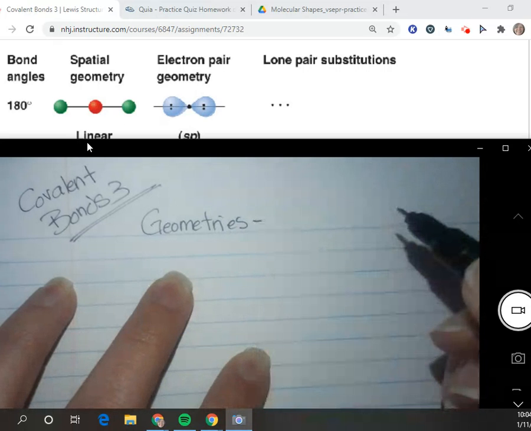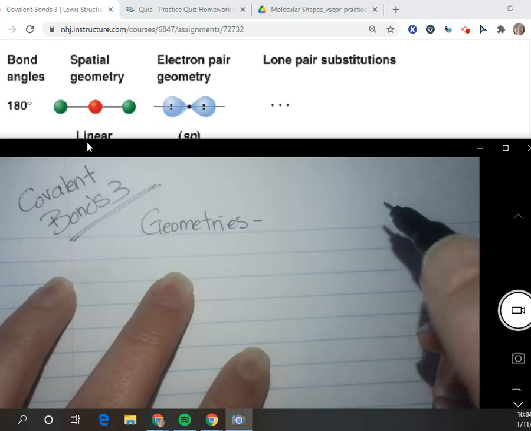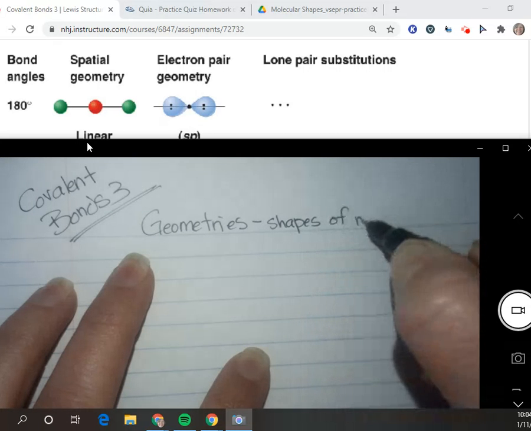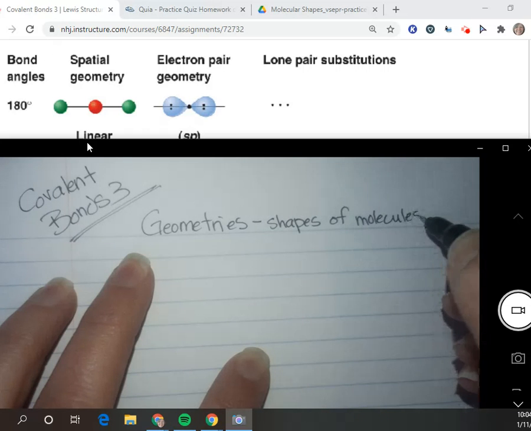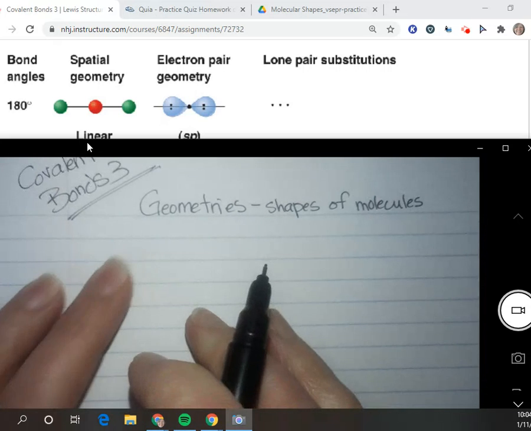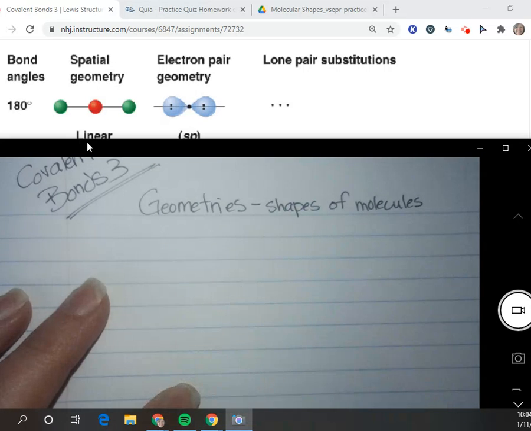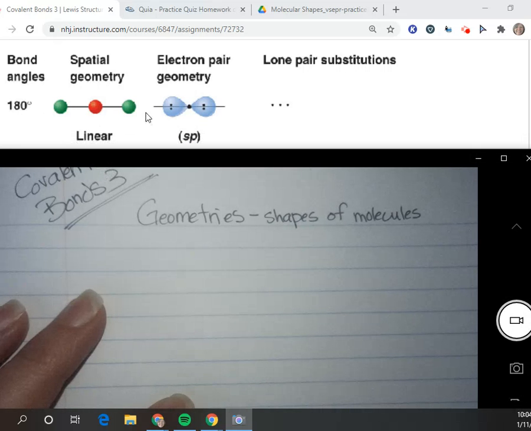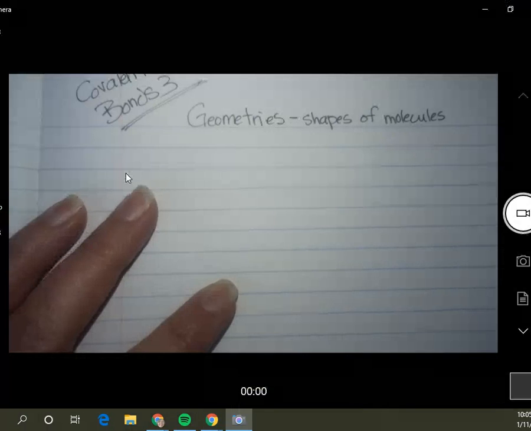When you think of the word geometry, what do you think of? Shapes, yeah. So these are shapes of molecules. Right. Shapes can be determined by lots of different things. But if you think about the shapes that you know, like triangles, squares, rectangles, a lot of it has to do with how many sides. The shapes of molecules are going to have a lot to do with how many things are attached to the central molecule.